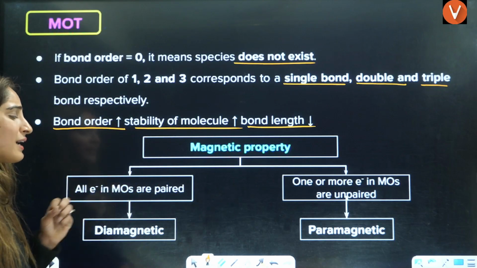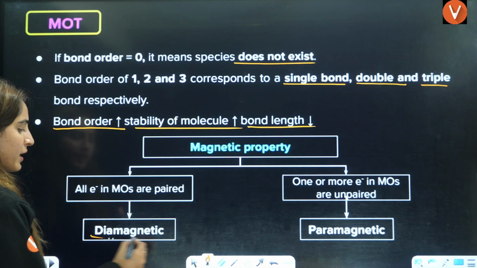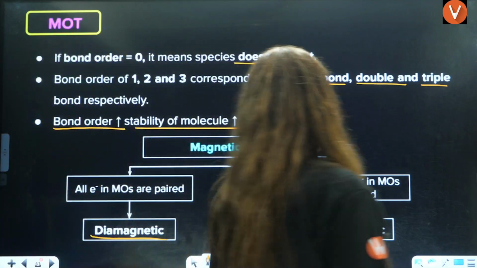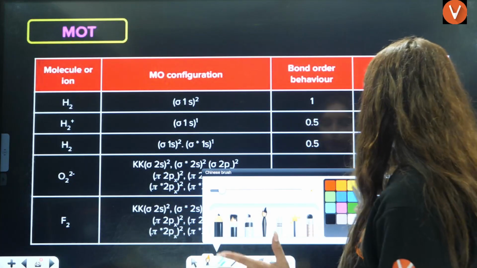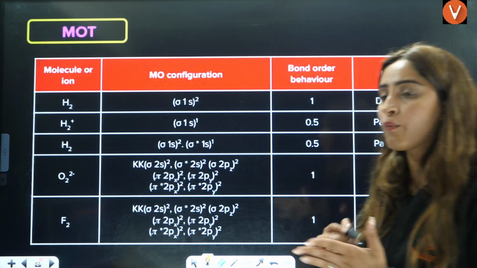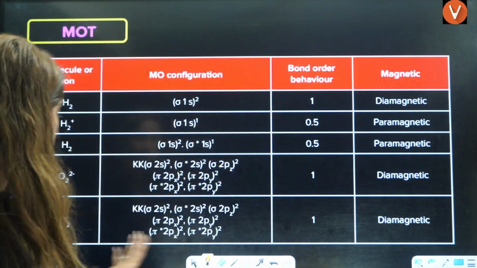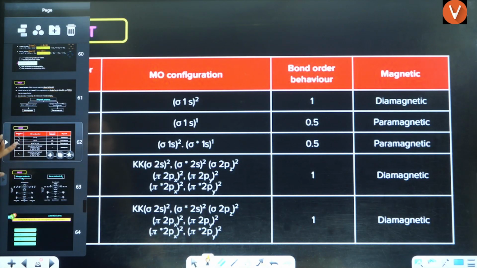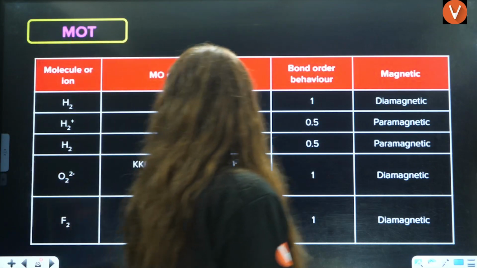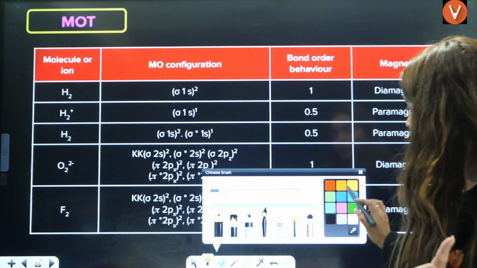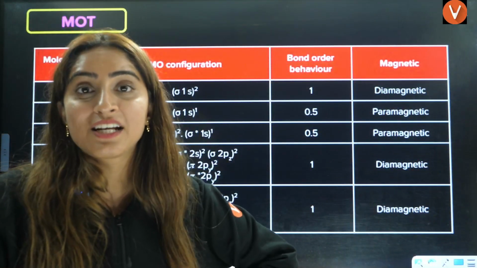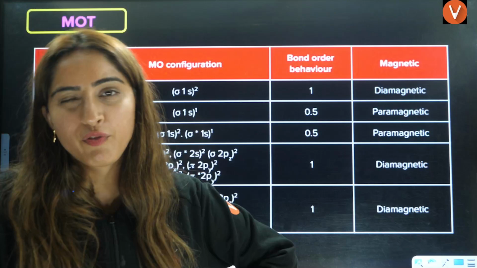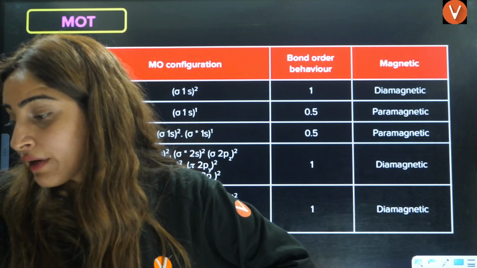Now, magnetic properties. If you have paired electrons, that is diamagnetic. If you have even one single unpaired electron, that is paramagnetic, right? Now we are going to see the table here, how we are going to solve things. Firstly, we are going to see this table, then this one, then I'm going to tell you how to solve the questions, okay? Just like you devoted time to VBT, VSEPR, hybridization and shapes, now you have to devote time here for the next 10 minutes, okay? That will really, really help you.